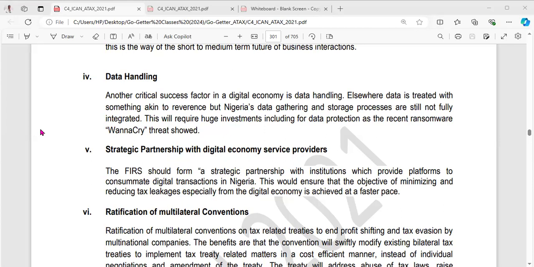But Nigeria's data gathering and storage processes are still not fully integrated. So data handling is poor in Nigeria. So it's part of the ways that we are having problems with digital economy. So when data cannot be relied on, we have data integrity being compromised, data can be tampered with, data can be hacked and all that. So data handling is also a critical factor.